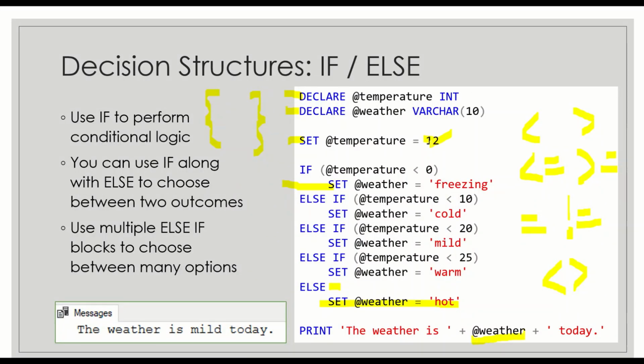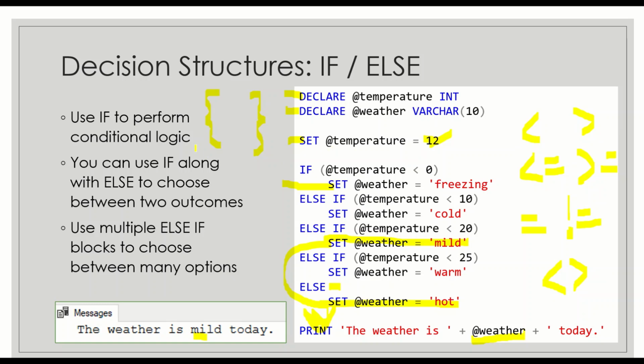And because the temperature was 12, well, it's not less than 0, so we go to the else. It's not less than 10, so we'd go to the else. It is, though, less than 20, so we end up here and then skipping over the rest of them down to the print statement. Now we see the print statement says the weather is mild. So if-else is pretty straightforward.